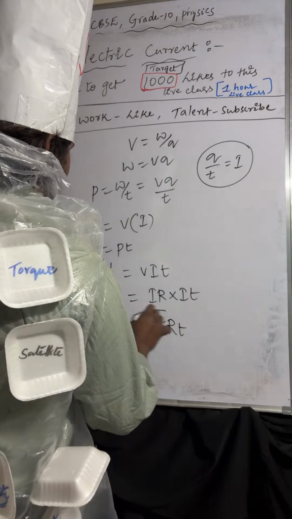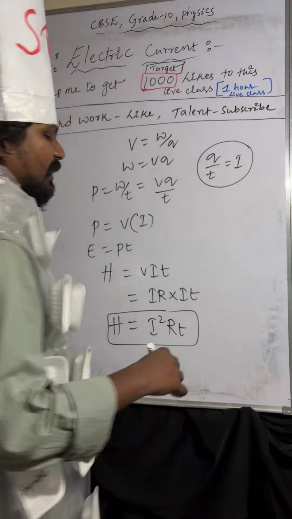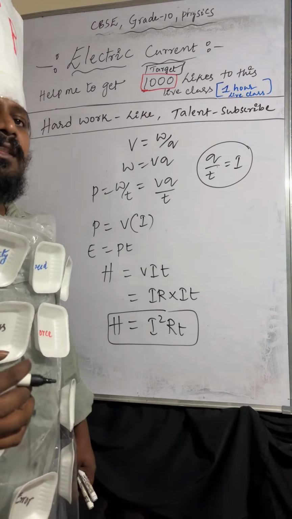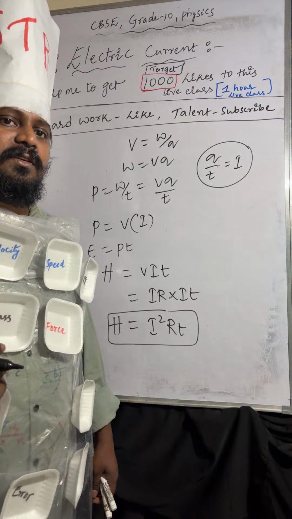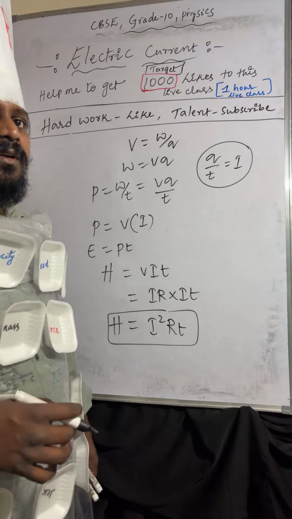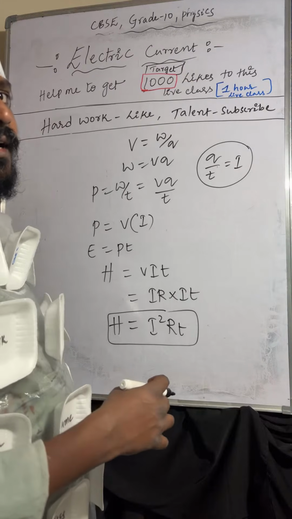Heat produced in the conductor is directly proportional to square of current. Heat produced in the conductor is directly proportional to resistance. Heat produced in the conductor is directly proportional to time. I hope it is very clear.